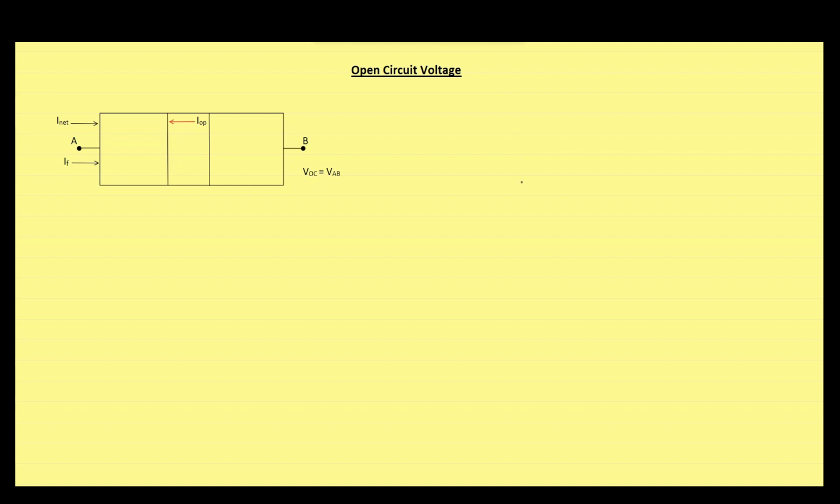Here we are going to find the open circuit voltage. Net current is equal to forward current, which is ideal diode current, minus optical current. We know that for an open circuit diode, the net current will be equal to 0. Also, forward current can be written as I0 exponential of.